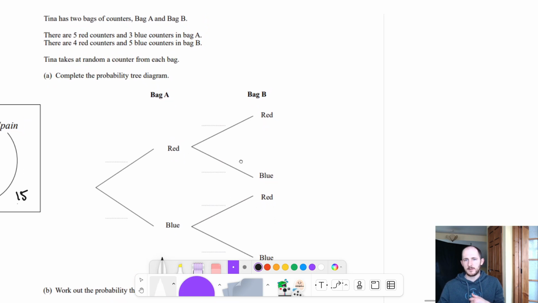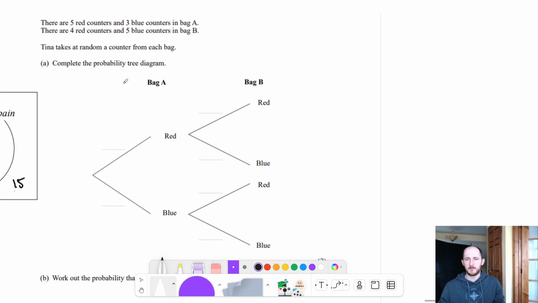Okay, Tina has 2 bags of counters, bag A and B. She has 5 red and 3 blue in A, 4 red and 5 blue in B. She takes a random counter from each bag. Complete the probability tree diagram. Okay. So first of all, with bag A, there are 5 red and 3 blue. So the probability of getting red is 5 reds out of how many in total? 8 counters. Now, probabilities along a tree should add up to 1, which makes sense, right? The probability of getting blue is now 3 over 8, and they do add up to 1.